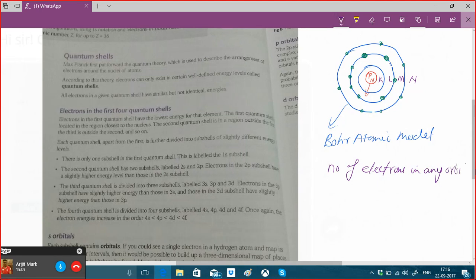The number of electrons in any orbit can be defined by the formula 2n squared. Suppose you want to find the number of electrons in the first orbit: n equals 1, so there will be 2. For the second, n equals 2, there will be 8. Then n equals 3, there will be 18. So 2, 8, 18, 32, and so on. This is the electronic configuration.